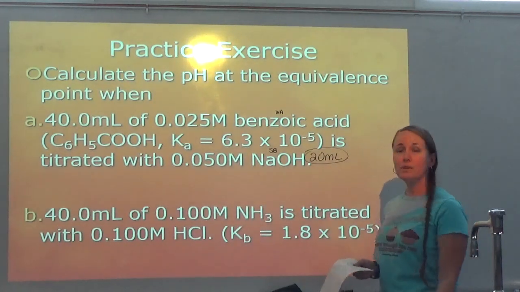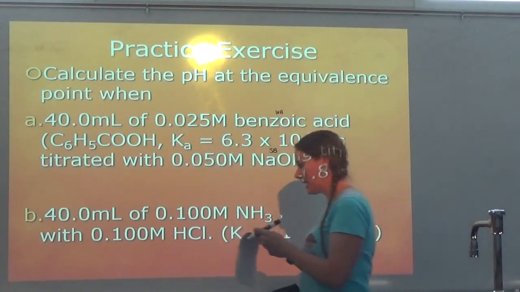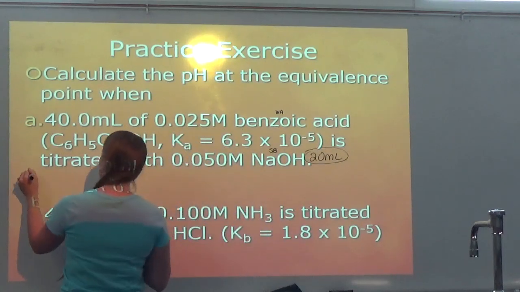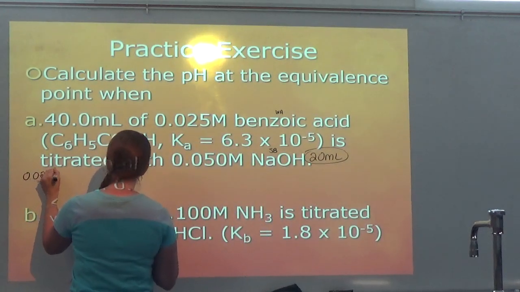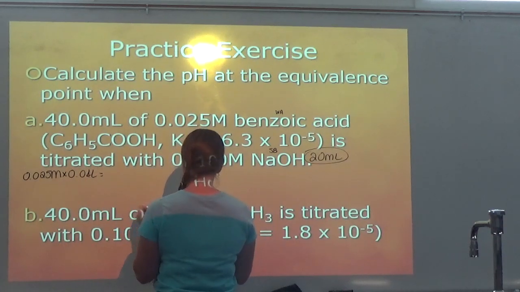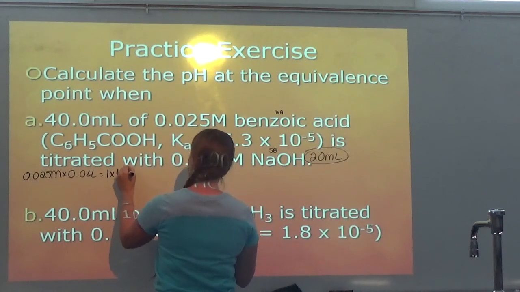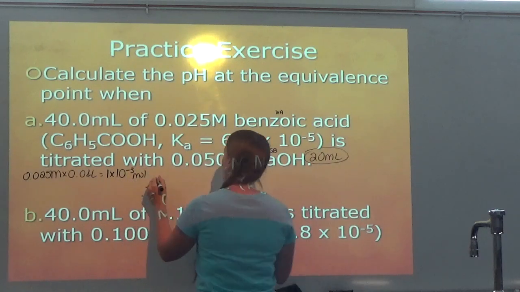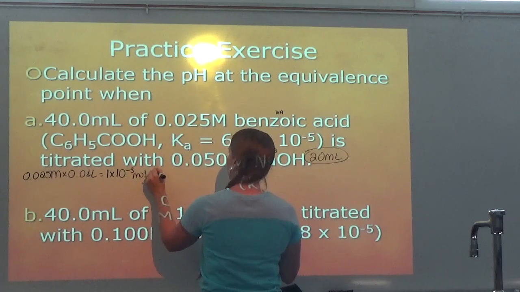All right, so first thing we got to do is figure out how many moles of each we have. So I have 0.025 molar times my 0.04 liters, and that gives me 1 times 10 to the negative 3 moles of my acid.